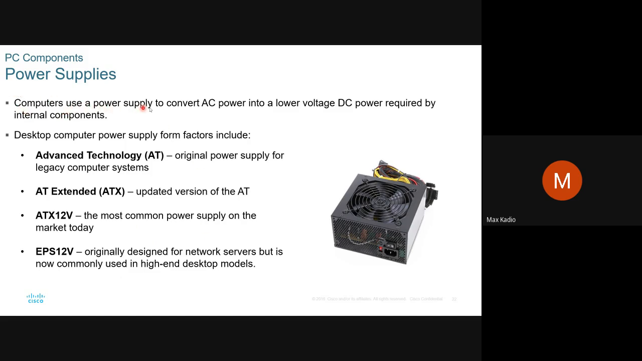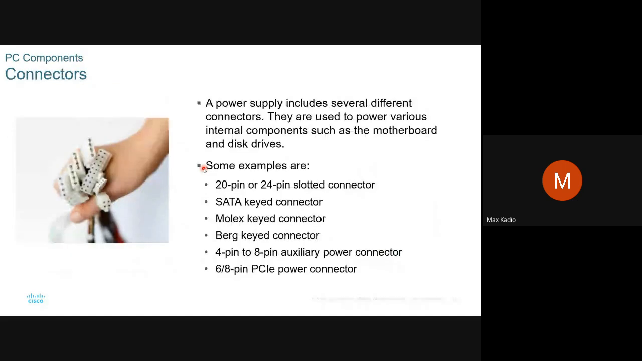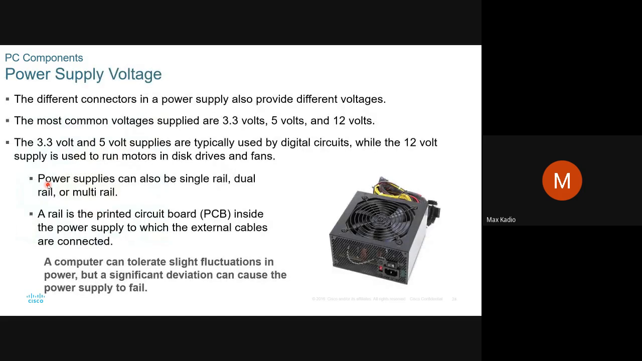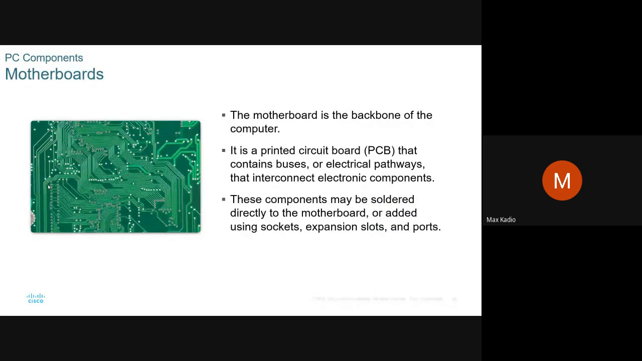So a computer uses a power supply to convert power into a lower voltage. From that power supply, you need to bring power to all the components of your PC. So you'll get some cabling inside. Some of them are called connectors. We use them to bring power to a part of the PC. So this is the motherboard.